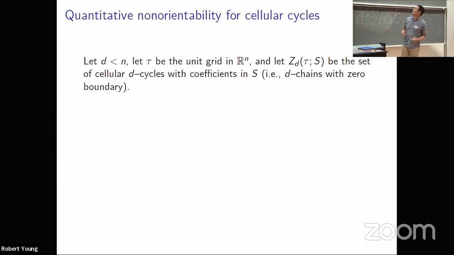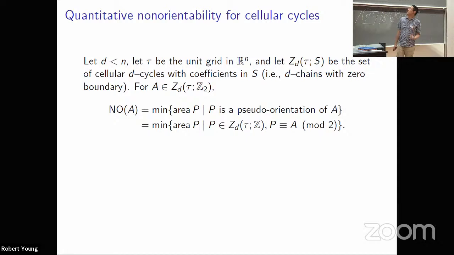It's easier to define this in the context of cellular D cycles. So we'll take the unit grid in Rn. We'll look at D-dimensional cycles in that unit grid. And then for any D-dimensional cycle with Z2 coefficients, we define the non-orientability of that cycle to be the smallest area of a pseudo-orientation of that cycle, the smallest area of a cycle with integer coefficients, which is congruent mod 2 to that cycle.